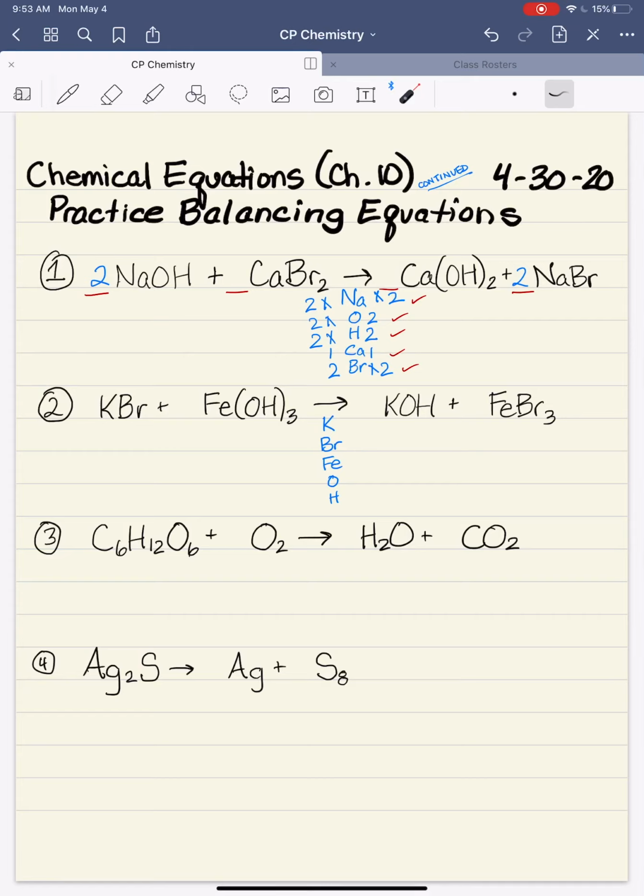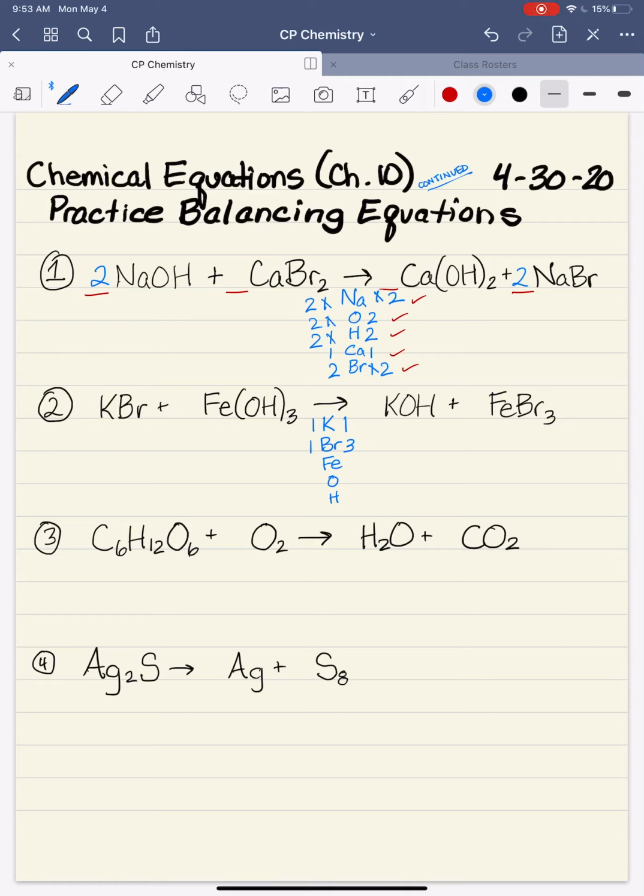But for now, let me first do it the way I originally taught you, and then I will go back through and do it using hydroxide as a unit. So here we go. Potassium on the left side, we have 1. On the right side, we have 1. Bromine, on the left side, we have 1. On the right side, I have 3.